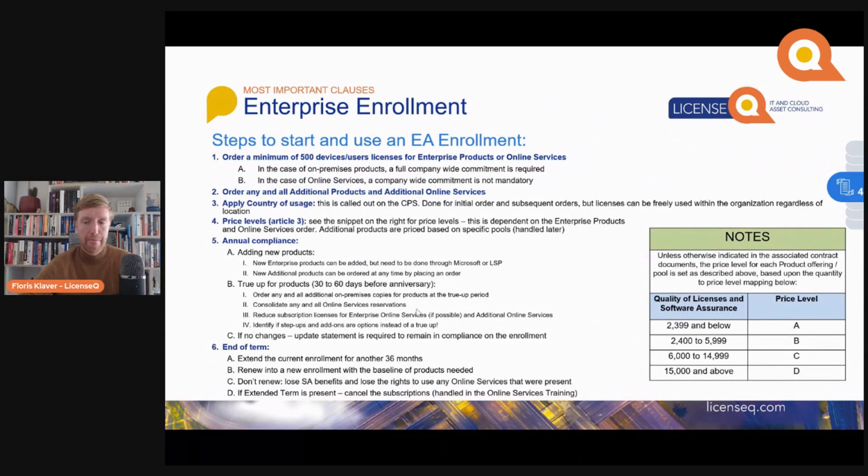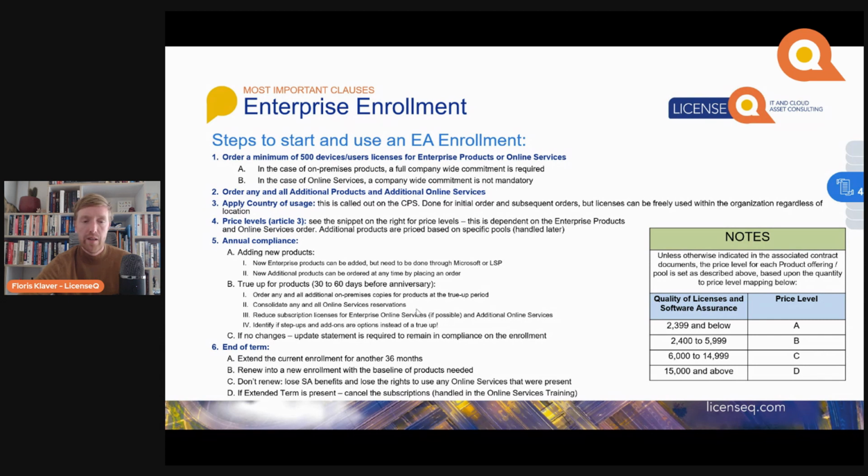So, steps to start and use an EA enrollment. In order to sign up to an enterprise enrollment, you would first need to order a minimum of 500 devices or users for an enterprise product or an enterprise online service. In the case of on-premise product, a fully company-wide commitment is required.